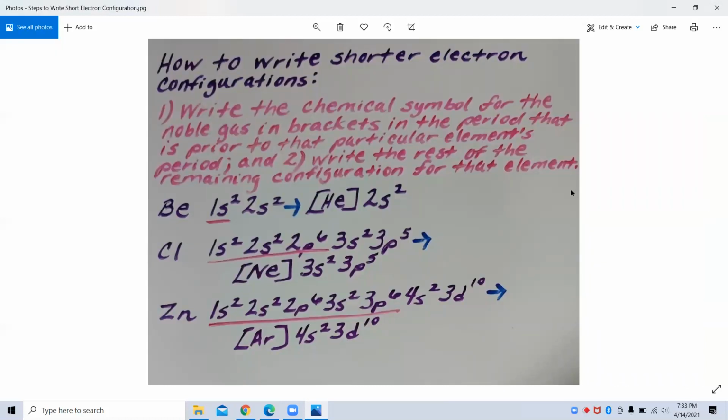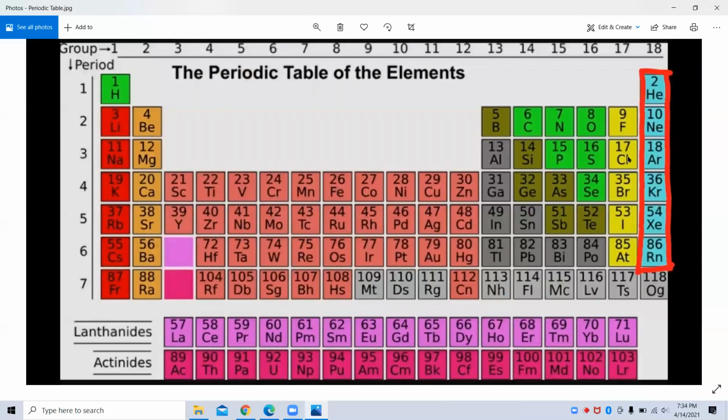Now let's look at another example. Let's look at chlorine. Chlorine is way longer than beryllium, and its electron configuration is 1s2, 2s2, 2p6, 3s2, 3p5. Now, let's go look at the periodic table and see what we find here. So here's chlorine. The noble gas prior to that is neon in the prior period, as you can see.